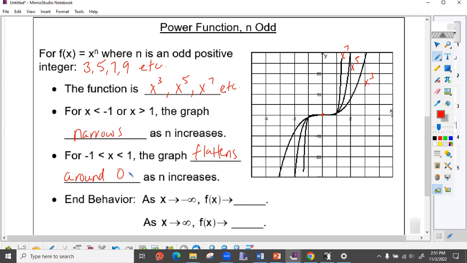As n increases. Now, let's talk about the end behavior. On the left-hand side, as x goes towards negative infinity, where are our y values heading? They're heading towards negative infinity. On the right-hand side, as our x values head towards positive infinity, where are our y values heading? Positive infinity.